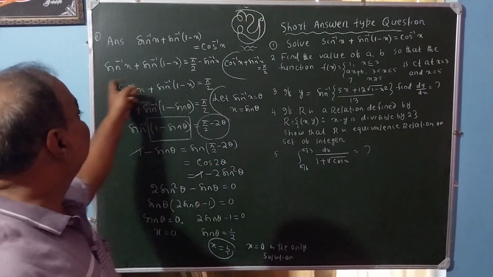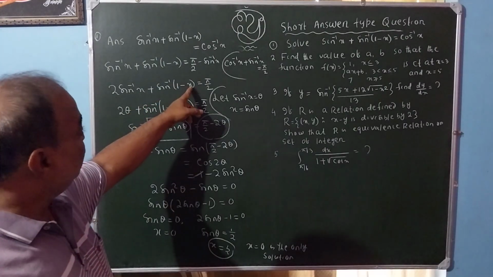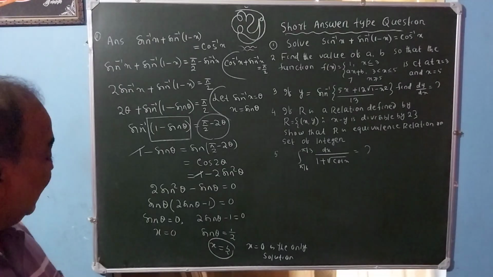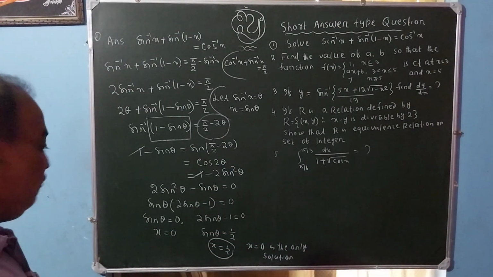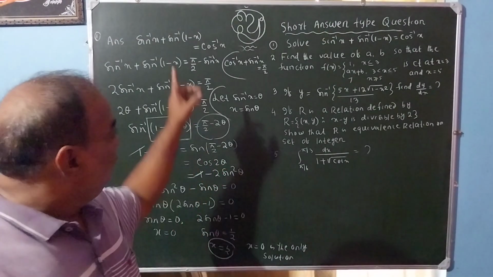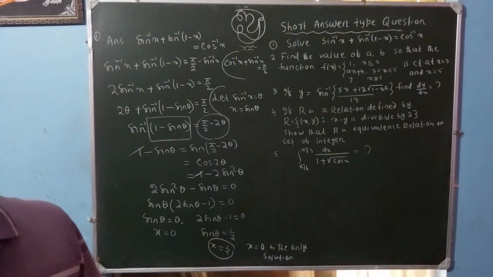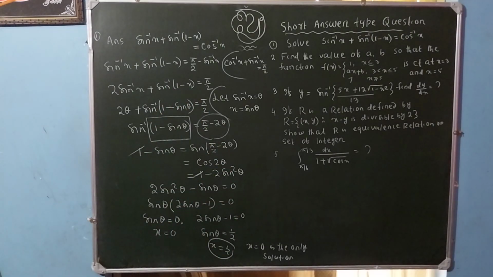Sin inverse 0 is 0. Here you put 0, sin inverse 1 is pi by 2. So LHS is equal to RHS. So only x is equal to 0 is the solution of the above inverse trigonometric equation.